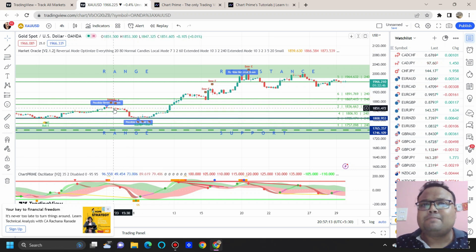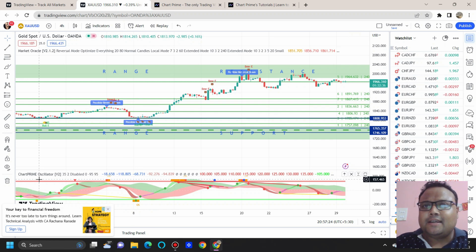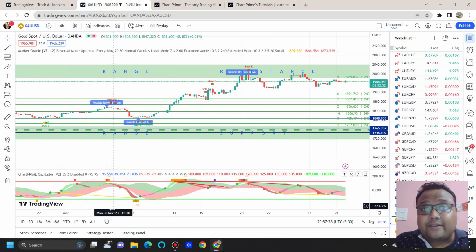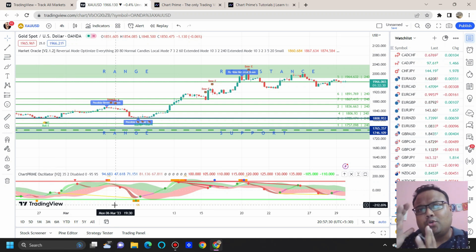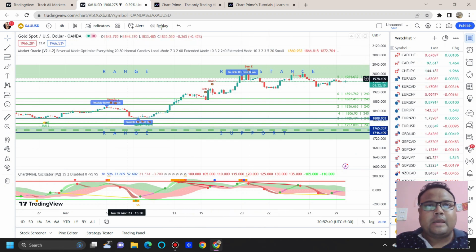It may look like magic, but my dear friends, again I'm repeating, no tool is 100% accurate, so proper risk management is extremely important. And Prime Oscillator is another powerful tool where you will see divergences. Those who know how divergences work, this will be very, very useful. I'm a fan of divergence. This oscillator is a very powerful tool.